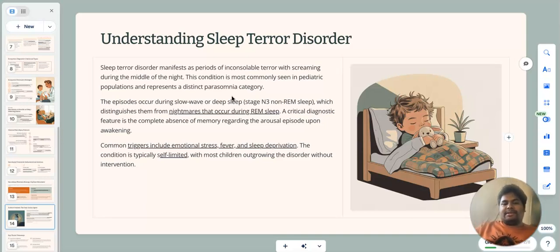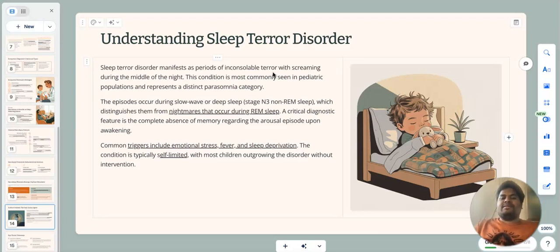In sleep terror disorder, especially we are talking about a phase in stage N3 non-REM sleep. This is a slow wave sleep, also called deep sleep, also called stage 3 non-REM sleep. In this phase, the children often experience inconsolable terror with screaming.